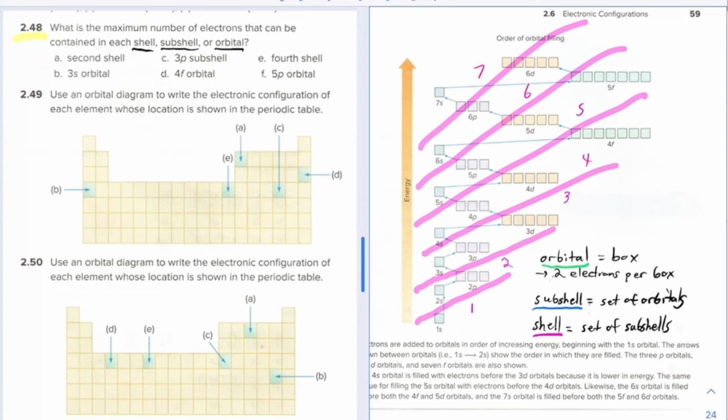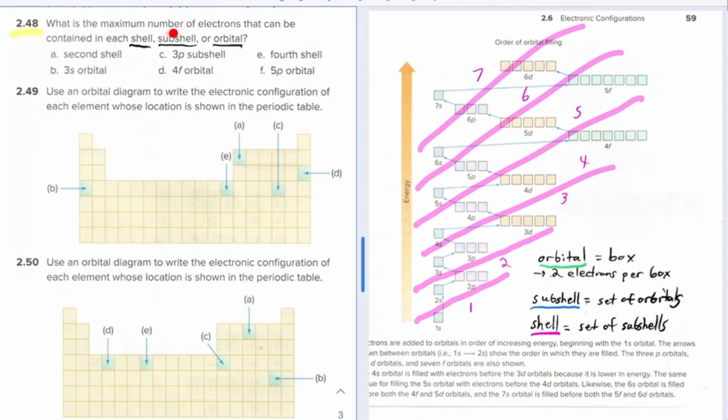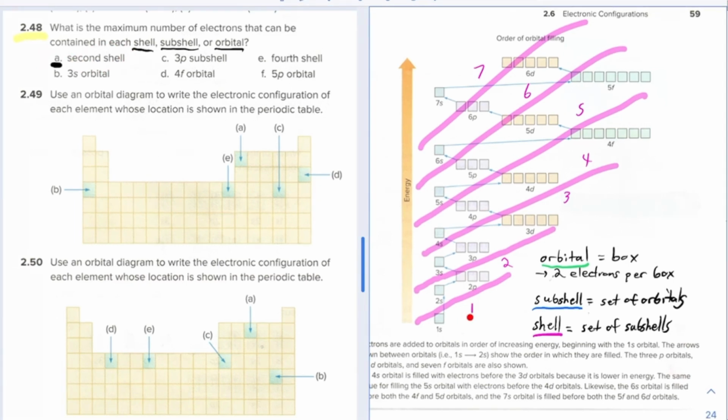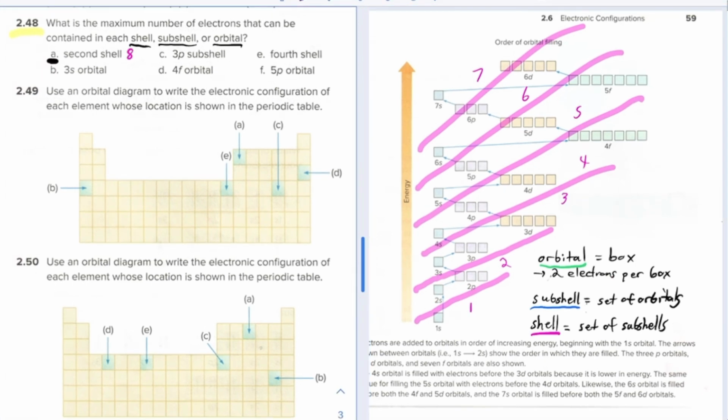Okay, I think we can answer this question now. What is the maximum number of electrons that can be contained in the second shell? So let me underline this one. We're working on A now. The second shell. Where is the second shell? The second shell is all of these guys. So how many orbitals total in the second shell? You got 1, 2, 3, 4, and each one holds 2 electrons max. So that's 4 times 2, 8 electrons. I'm going to write number 8 here. That could be in the second shell.